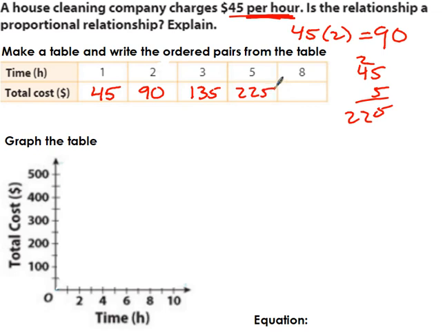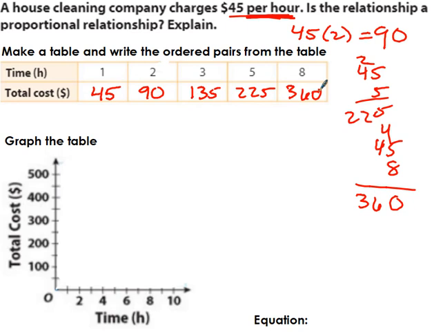For 8 hours, 45 times 8, because it's $45 per hour. 360. It is proportional because we just did the multiplication and figured it out. So it is a proportional relationship. Okay, we know that because this is $45 per hour. That cost never changed. So we just multiplied 45 by the amount of hours each time.